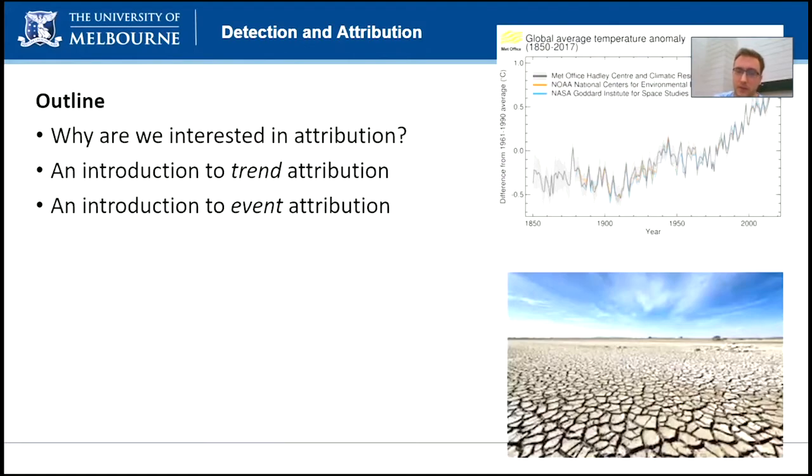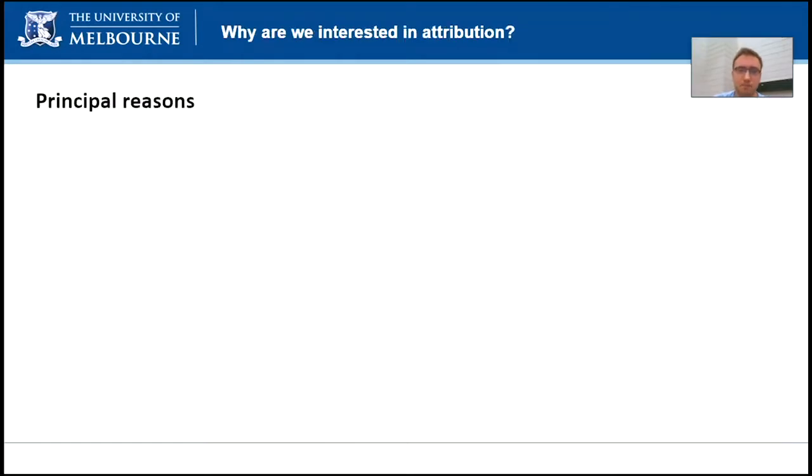So trend attribution being about finding a statistical change in a variable, a trend, and attributing that trend to a particular forcing. And then event attribution being about a specific extreme weather or climate event and attributing that to a particular forcing. I'm going to talk about where attribution is going and what's next.